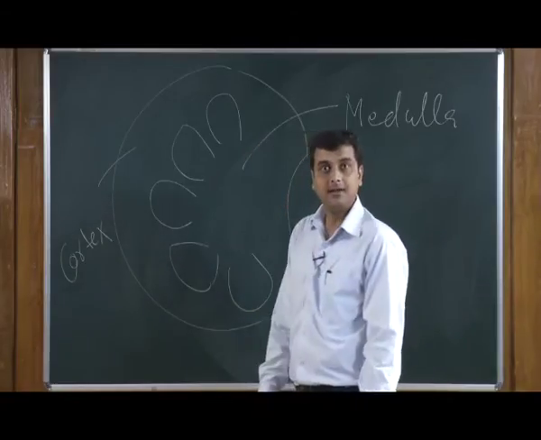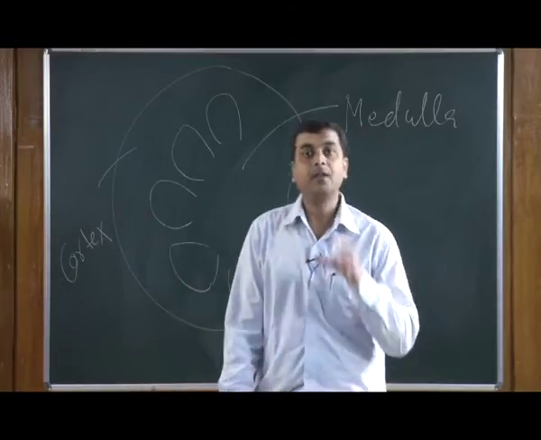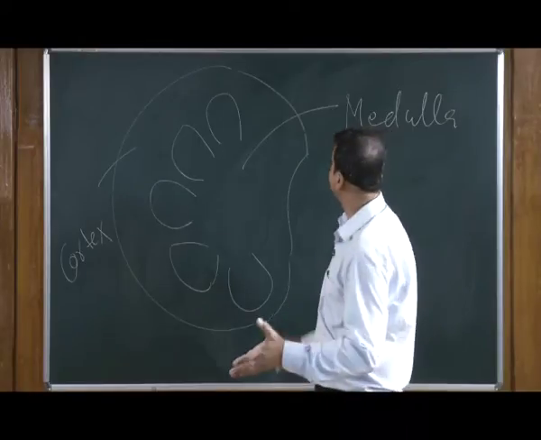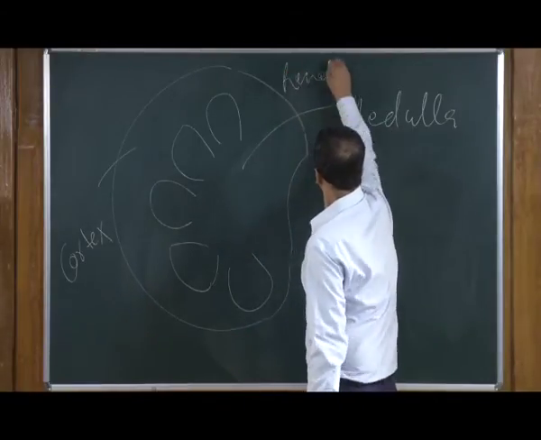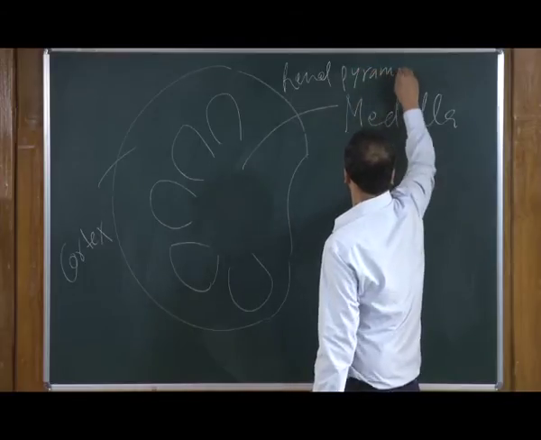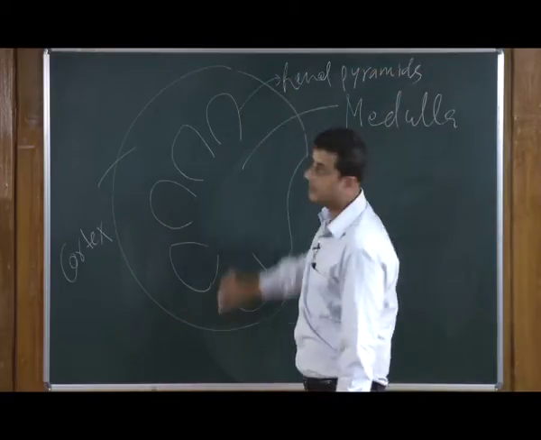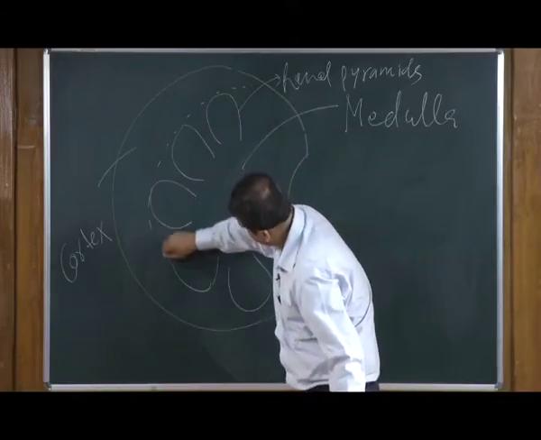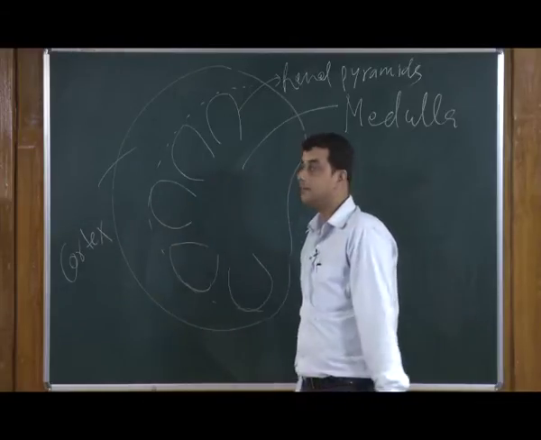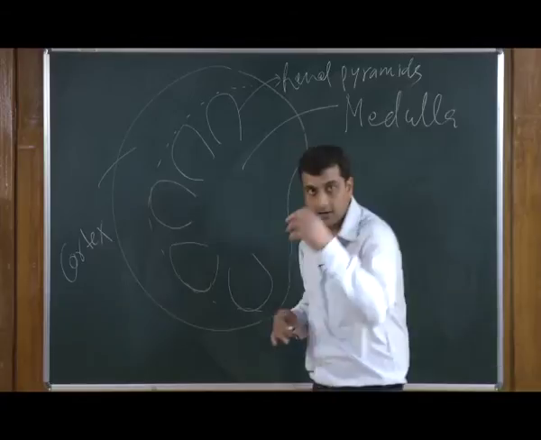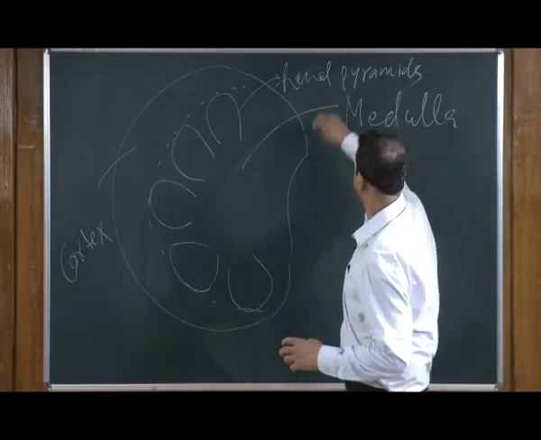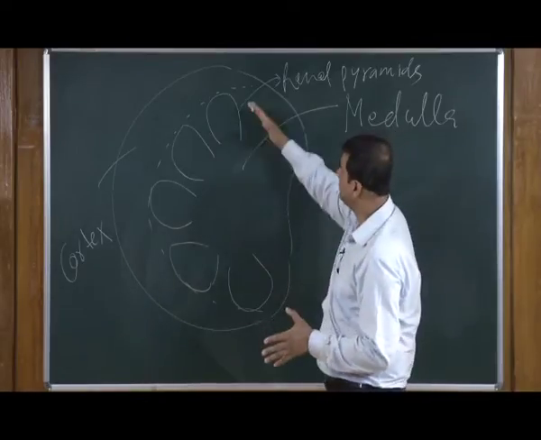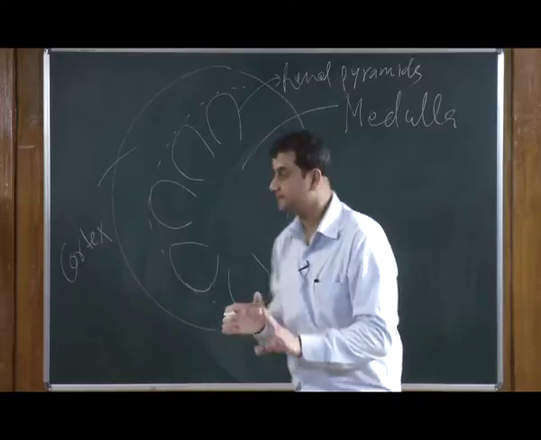So these are pyramid-like structures inside the medulla, and these areas are called medullary pyramids, or simply renal pyramids. So these are renal pyramids, the area in the medullary region. Basically the outside is the cortex, and the inside is the medulla, and in the medulla you have a specific kind of pyramidal structure called renal pyramids. Because they are located in the medulla, they are also called medullary pyramids.